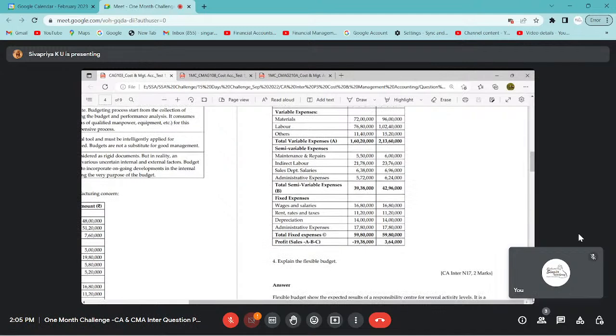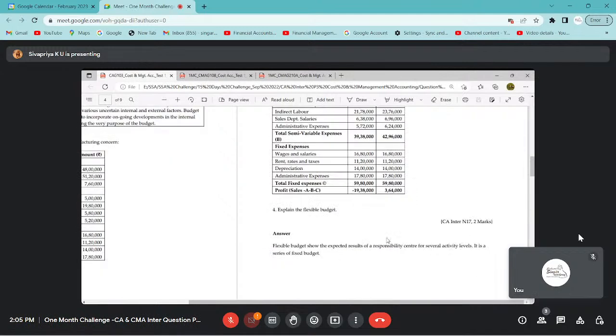Then explain flexible budget. A flexible budget shows the expected results of a responsibility center for several activity levels. Okay, so 2 more questions.